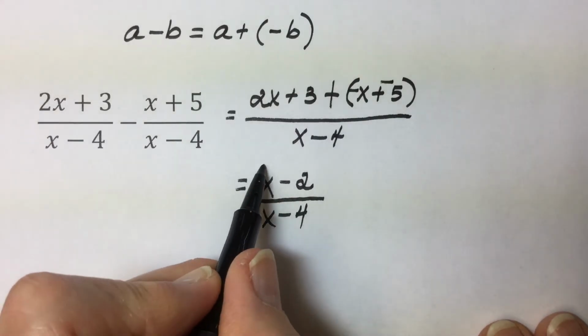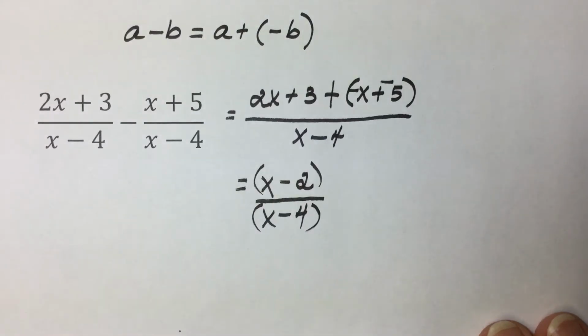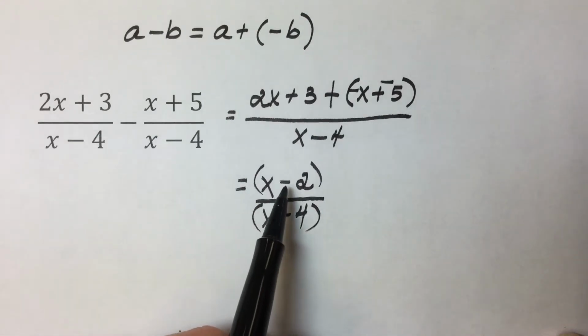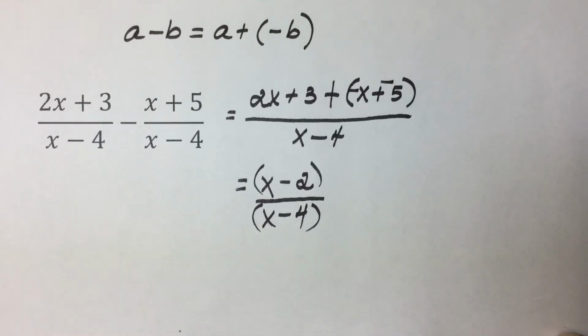In the numerator, we have the binomial x minus 2. That is not the same as the binomial in the denominator. These are not factors. They're connected with a subtraction in this particular example. And so we're done with our simplification of this problem.